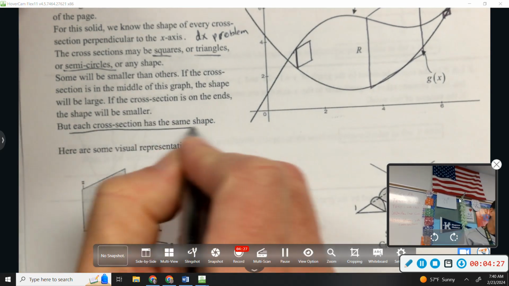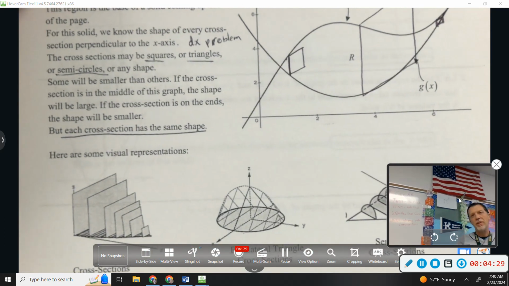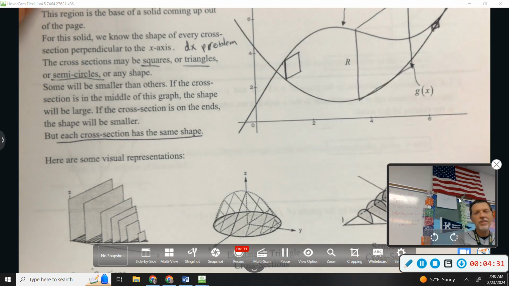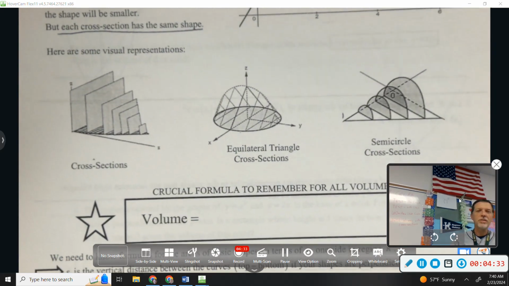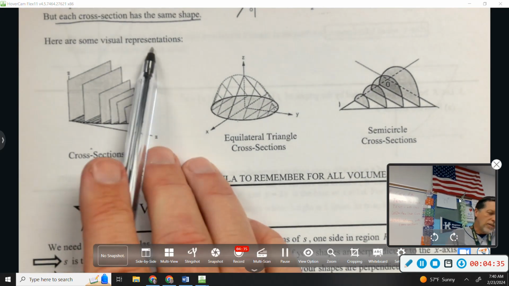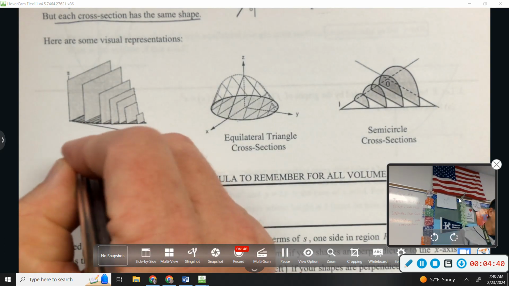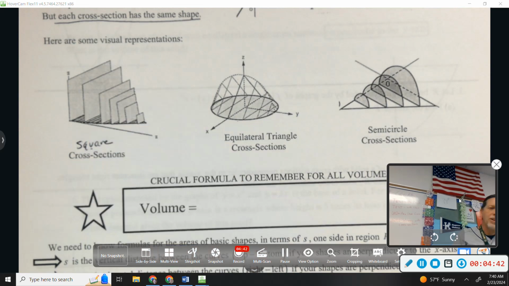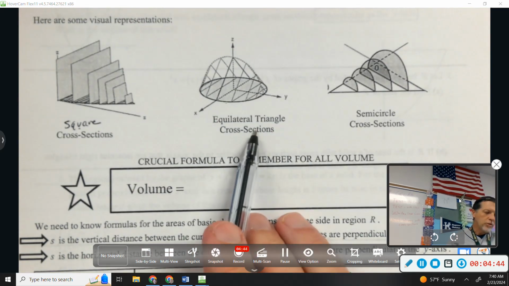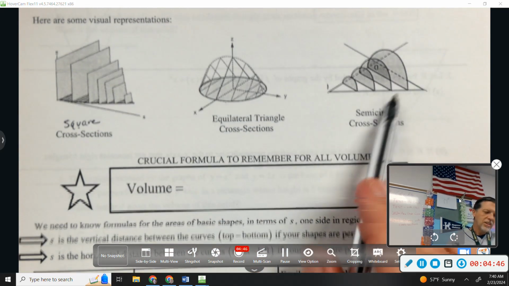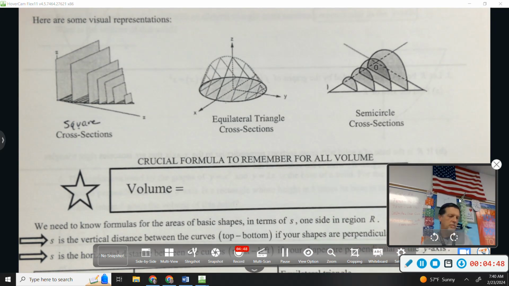Each cross section is going to have the same shape. We're never going to mix it up, with half squares and half semicircles. Here's some more visual representations. There's square cross sections. Equilateral triangle cross sections, semicircle cross sections, and so on.